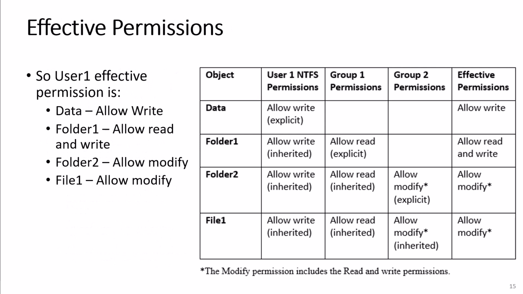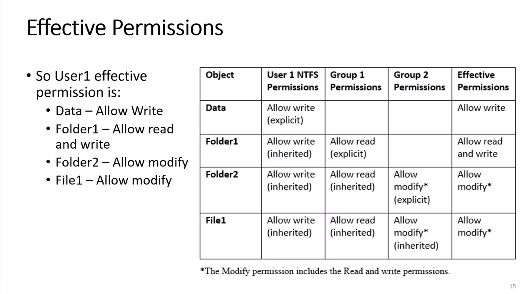To calculate effective permissions, you go across level by level. User 1 was granted the allow write permission, and no one else in group 1 and 2 has permissions to the data folder. For folder 1, the user 1 allow write permissions flows down to folder 1, and group 1 was granted the allow read permissions to folder 1. Therefore, user 1 was allowed the read and write at folder 1.